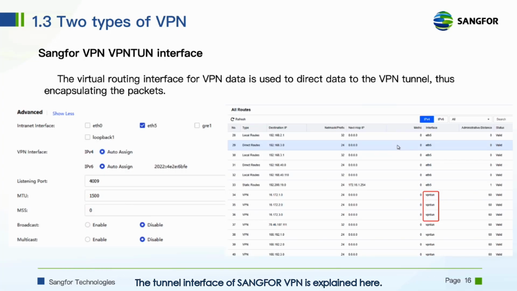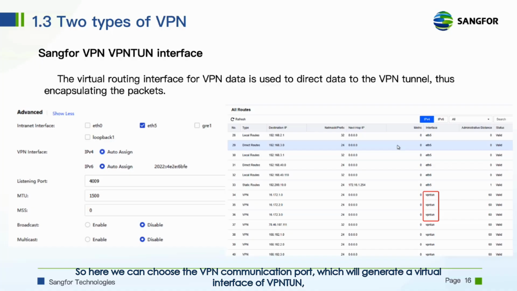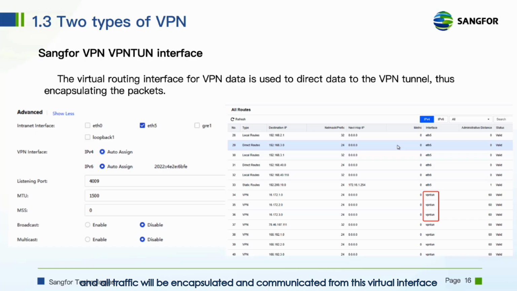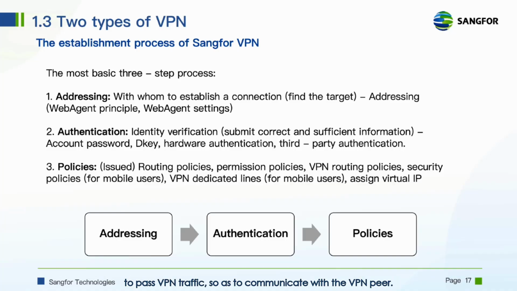The tunnel interface of Sangfor VPN is explained here. We define this interface as the VPN data transmission port. It is a virtual interface. The virtual interface is used to send data to the VPN tunnel for VPN communication. So here we can choose the VPN communication port, which will generate a virtual interface of VPN. And all traffic will be encapsulated and communicated from this virtual interface. When you configure the local subnet, it will automatically announce to the other party that these network segments need to go through the VPN interface to pass VPN traffic, so as to communicate with the VPN peer.